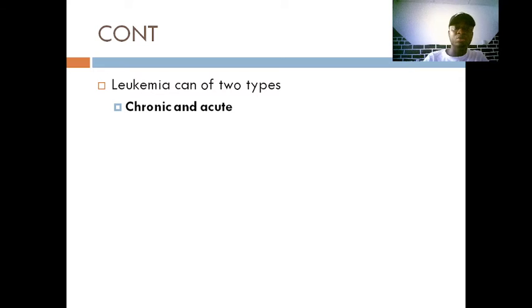Now leukemia can be of two types. Based on the factors, leukemia can be of two types. We can have chronic and acute leukemia. Chronic and acute leukemia.